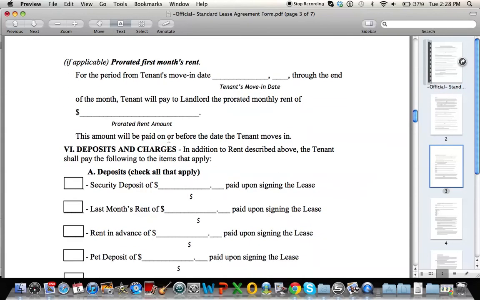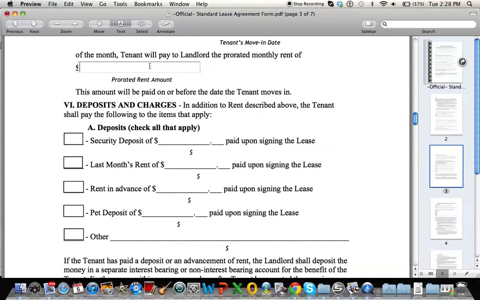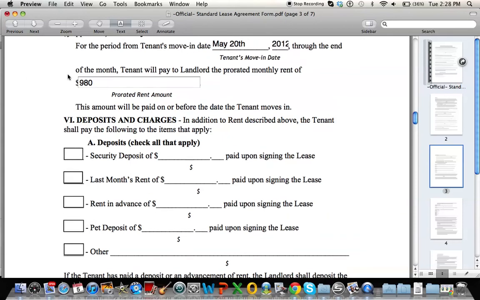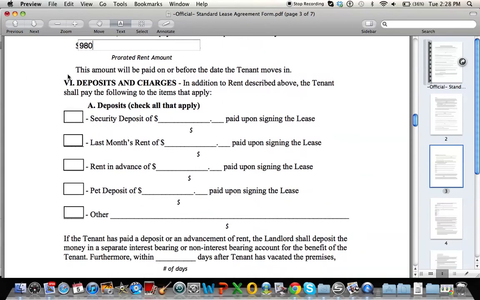Okay. Prorated first month's rent. Let's say you wanted to move in on May 20th, before the 1st, because you were staying in a hotel looking for an apartment because you were new to New York City. And this is 2012. And let's just say you paid $980 for the prorated rent amount for those 11 days.